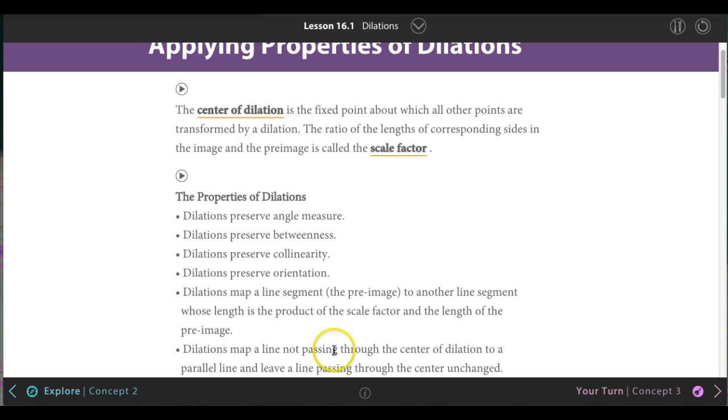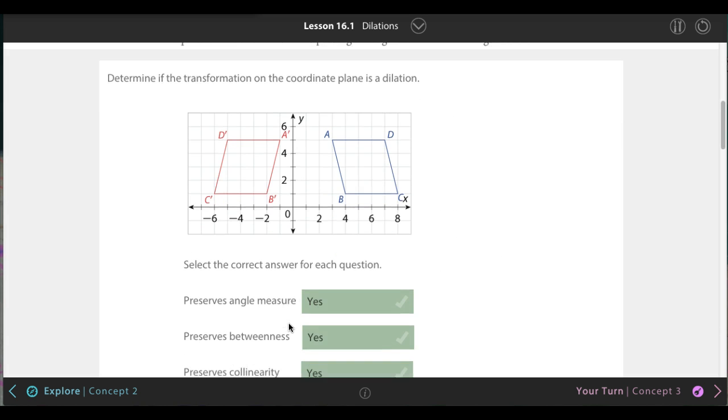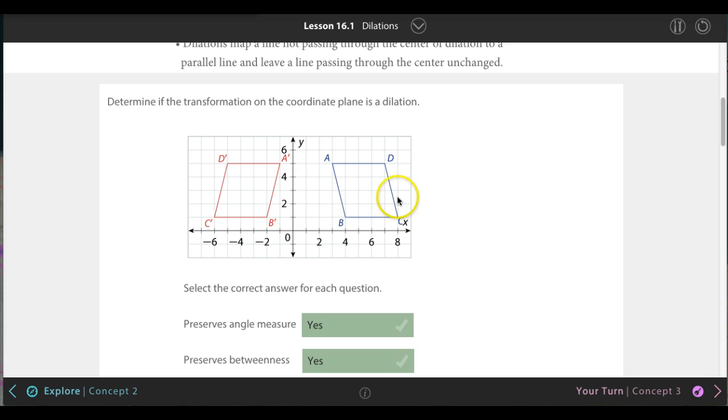Okay, so maybe this part you're probably not gonna understand. Preserves orientation. That means they're facing the same side. All right, so just read it, but the most important thing is you have a question like this on the test. They give you the shape and they ask you, is this a dilation?